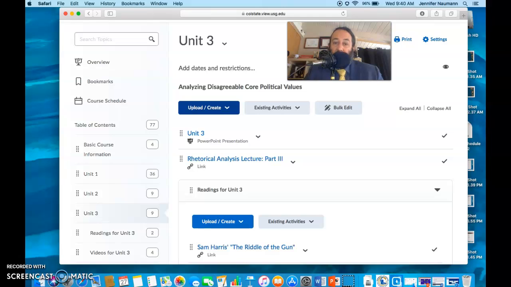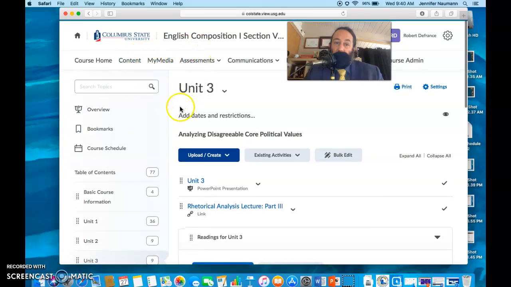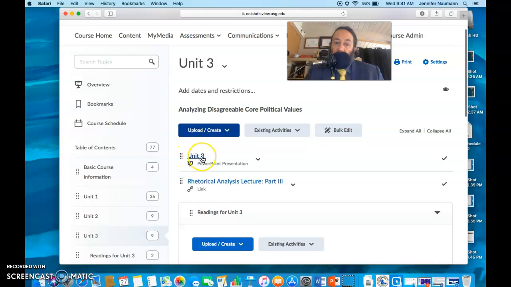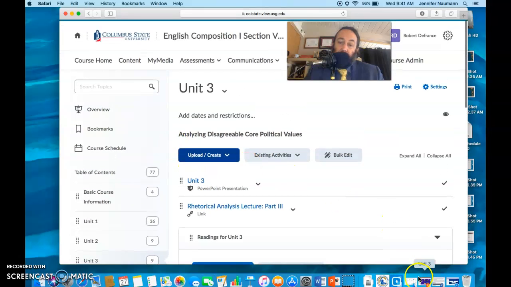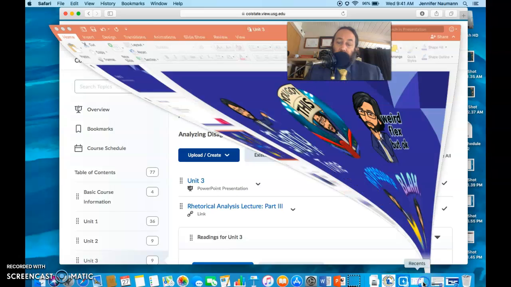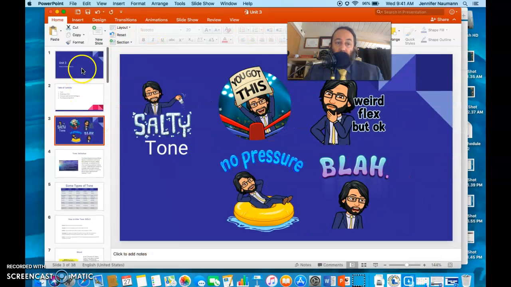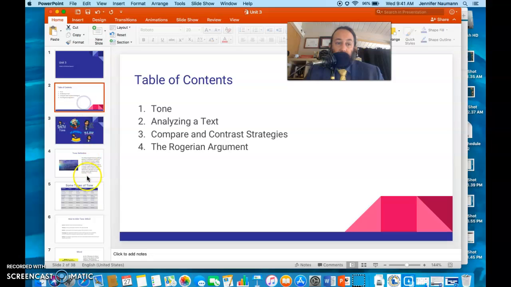Good morning, students. Today we're going to look at the Rogerian argument and Unit 3. If you're at your content page, you can look at Unit 3 at the top here. That will bring us to this unit here.